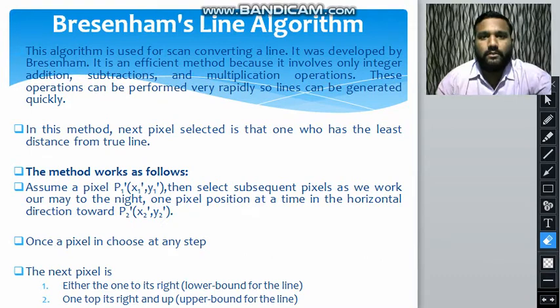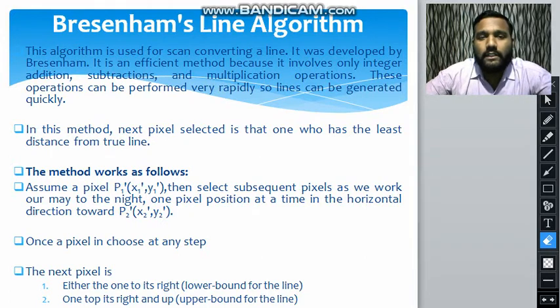Hello students, today we are here to study the second line drawing algorithm, which is Bresenham's line drawing algorithm. Before this, in the last class we saw the DDA line drawing algorithm, and we saw that it has a disadvantage: it uses a round off function to round the floating point numbers generated during the algorithm.